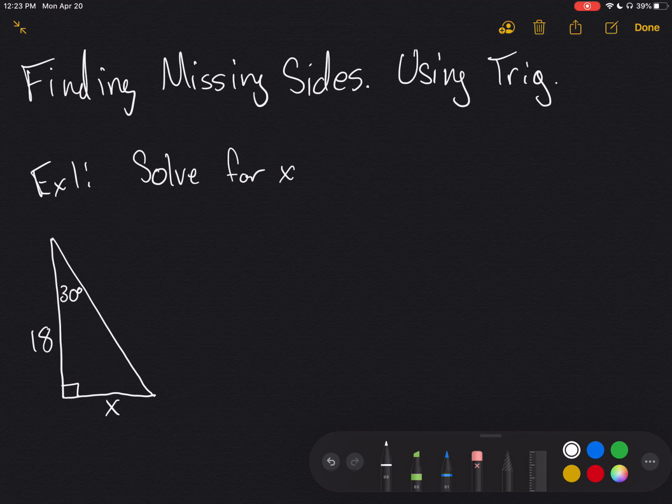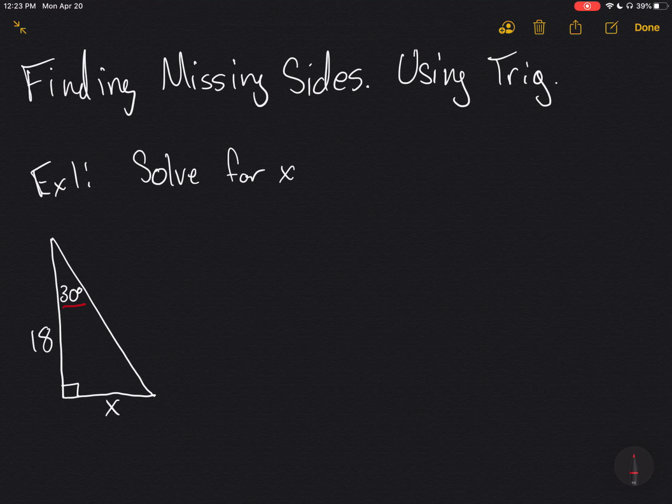First thing I want to do is determine which function I need to use. To do that, my first step is to identify what angle I'm looking at. Currently I'm looking at the 30-degree angle. One, because I was given that angle. Two, because we're not going to look at the right angle. The only reason the right angle is there is to allow us to use right triangle trigonometry. We could potentially use the other one, but realistically 30 makes the most sense.